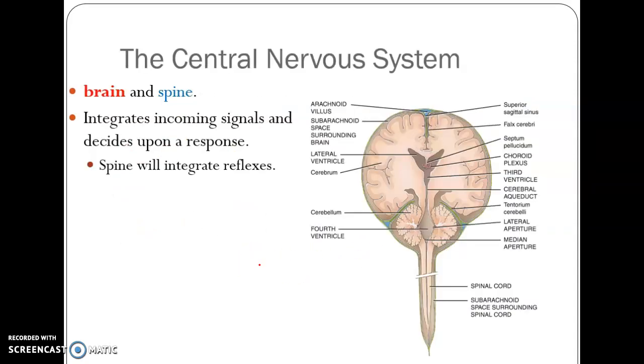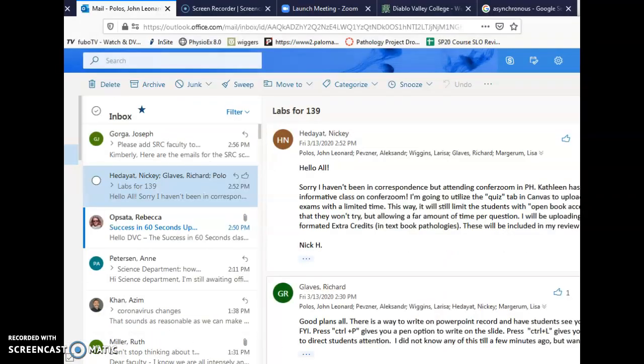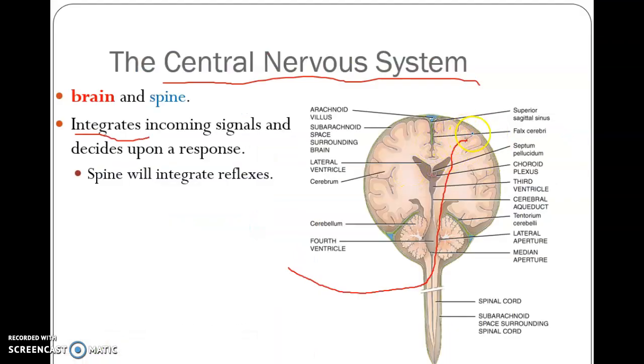So, the brain and the spinal cord. They're part of your central nervous system. So your brain here, the spinal cord. They integrate incoming signals. So if you remember last chapter, we have afferent signals coming in. They go up the spine, they'll go somewhere in the brain, and they will be integrated. The brain integrates it, then sends a signal back out on an efferent neuron. So again, afferent goes in, efferent comes out.